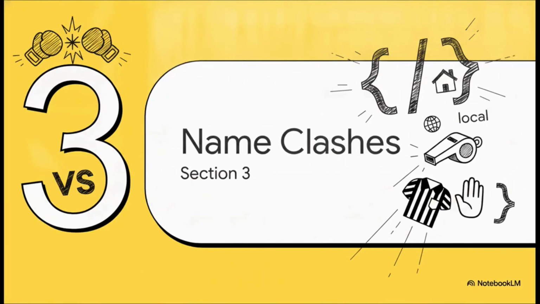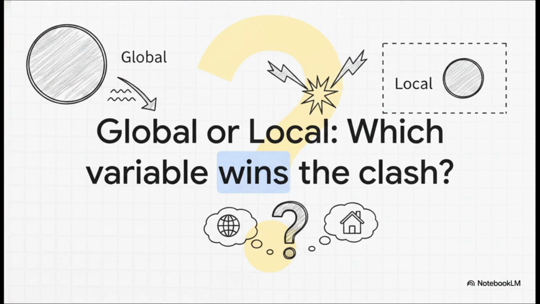Section 3. Name clashes and precedence. We are setting up the ultimate showdown in our code. We've gone right into the local block and changed the name of our variable from y to x. This creates a direct head-to-head conflict. We now have a global x sitting outside main holding the value of 20, and a local x inside main holding the value of 10. If we write a command that simply says print x, which one is the compiler going to choose? Seriously, take a second and try to predict what you think is going to happen here.